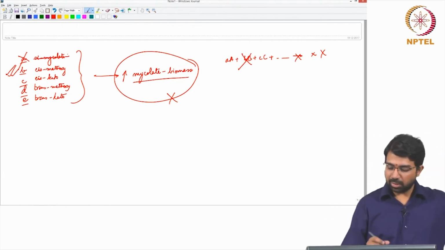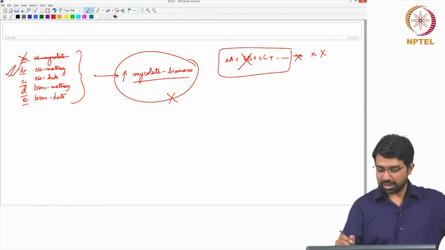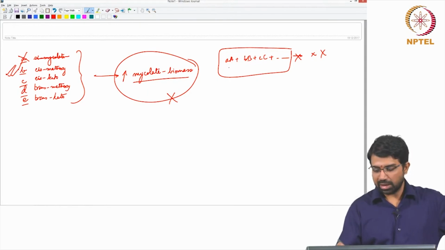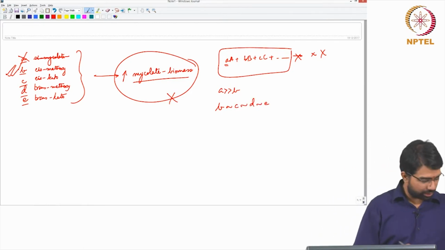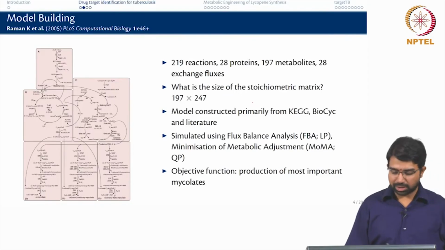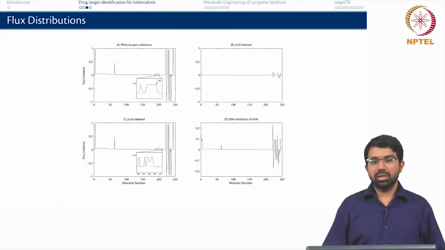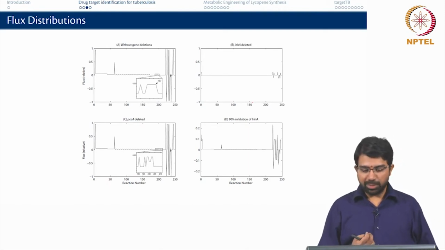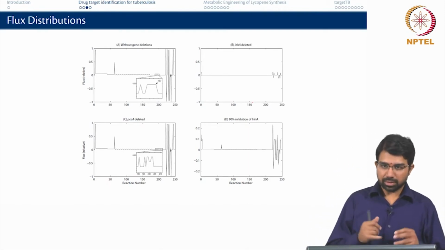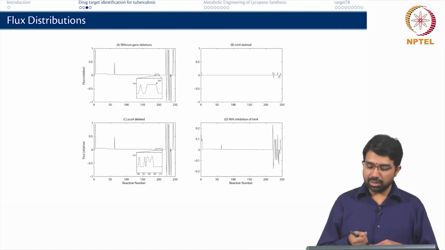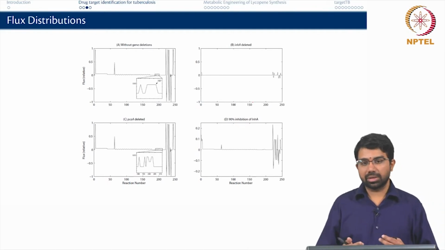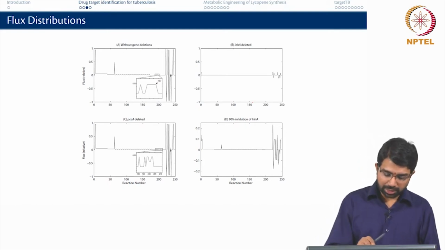So, we said the objective function should actually just be this. It is some sort of prioritizing the mycolates in the order in which they are important, right. Alpha is the most important, which means that A is much greater than B and so on, but then B, C, D are all of relatively similar orders of magnitude and so on. So, we set up an objective function of that sort and went ahead and did an FBA with multiple conditions. First is wild type, so normal Mycobacterium tuberculosis, and then we looked at deleting multiple genes or inhibiting a particular gene and so on. So, let us look at this first.